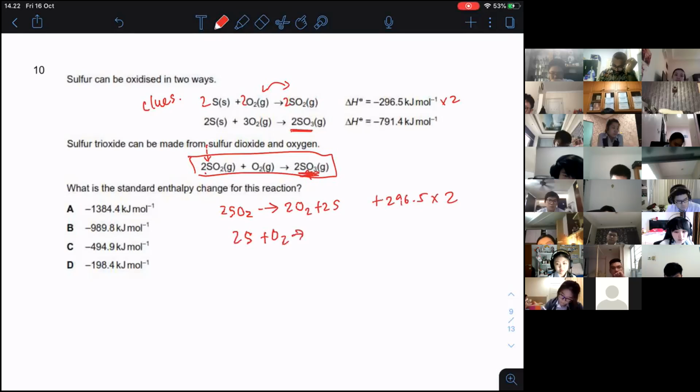So you just write down negative 791.4. Now just add these two. That's it.